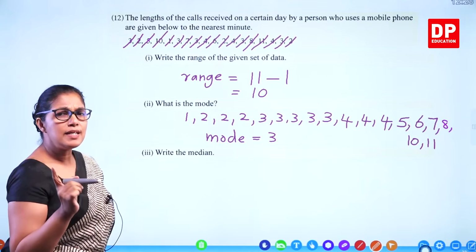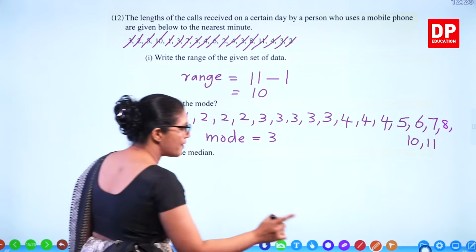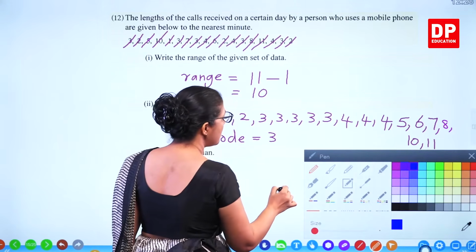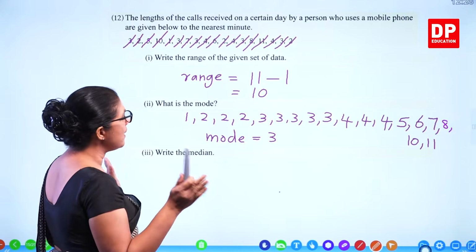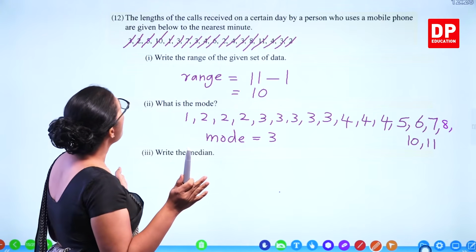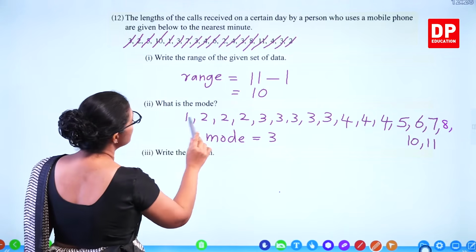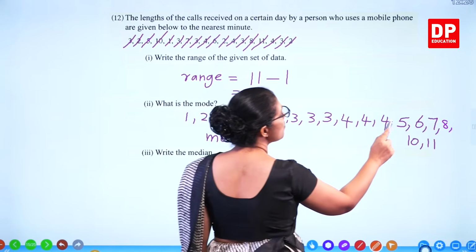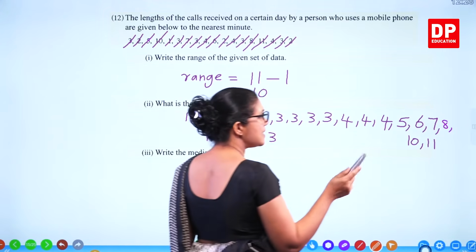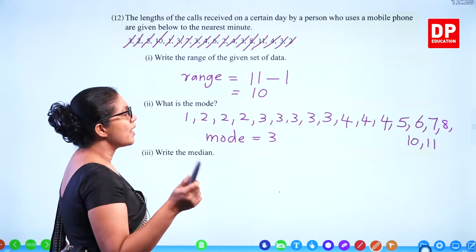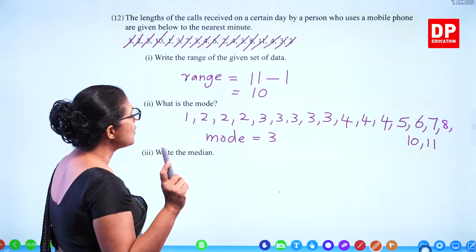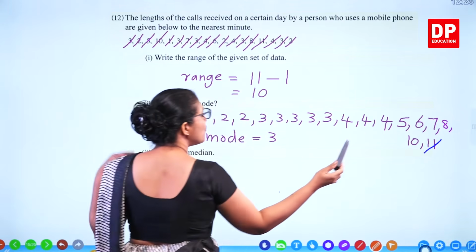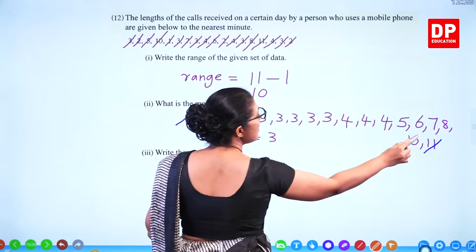What's the median? Median is the middle value when you arrange the data set in increasing order. So we have already arranged it. So you can find out the middle. Now, how many data points are there? 1, 2, 3, 4, 5, 6, 7, 8, 9, 10, 11, 12, 13, 14, 15, 16, 17, 18. Even number means you get 2 middle numbers. What are the 2 middle numbers?